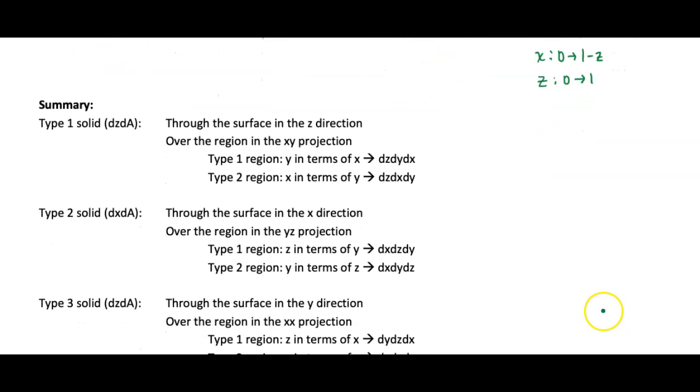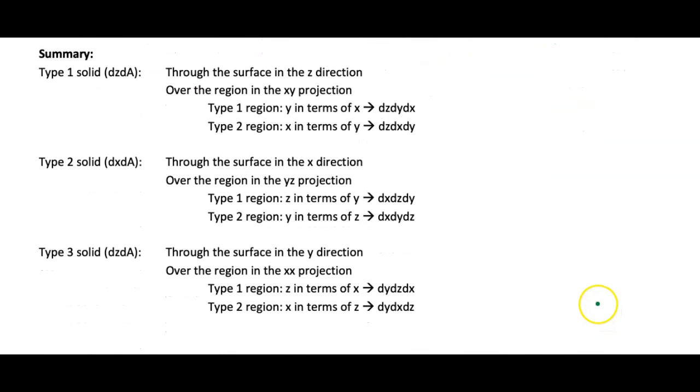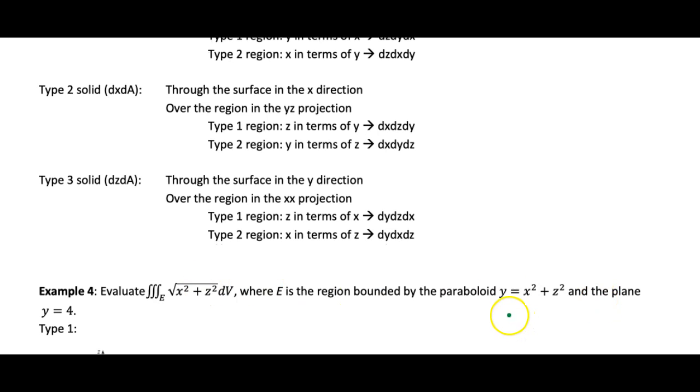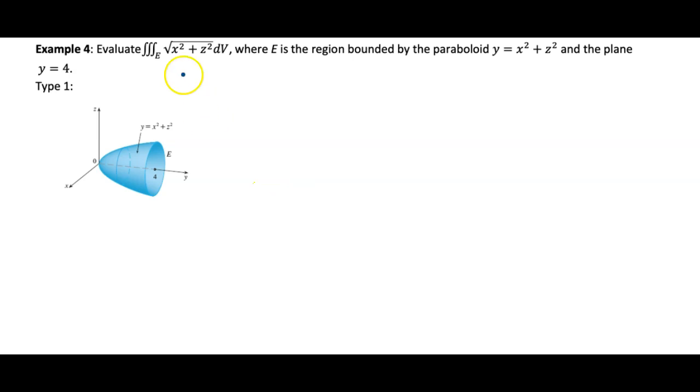And we have a little summary here of what happens. All right, so let's do this example, and we're going to set it up the 6 different ways using a type 1, type 2, and type 3 region. So with a type 1 region, we want to evaluate this. Now, this square root of x squared plus z squared is not pictured here. This is just the region of integration. We don't actually ever really need to picture this because this is just what we are integrating. We're only worried about the region of integration here.